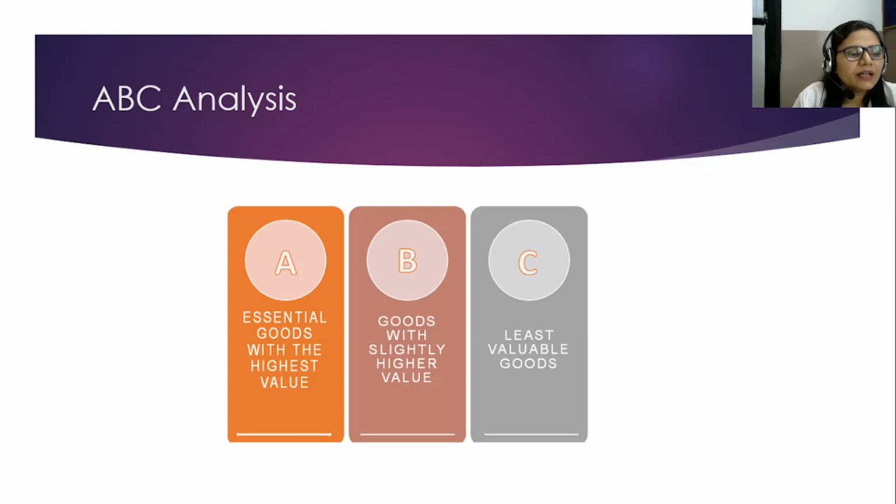Item B, these are not as important as item A, but they are more important than item C. The most important thing to note is that these items lie between A and C, and they are monitored for potential inclusion towards category A or, in a contrary situation, towards category C.